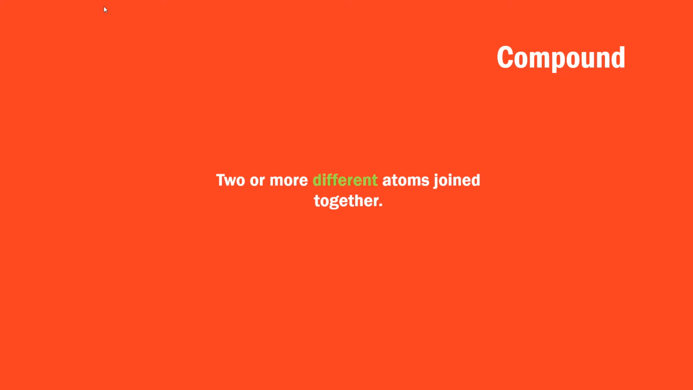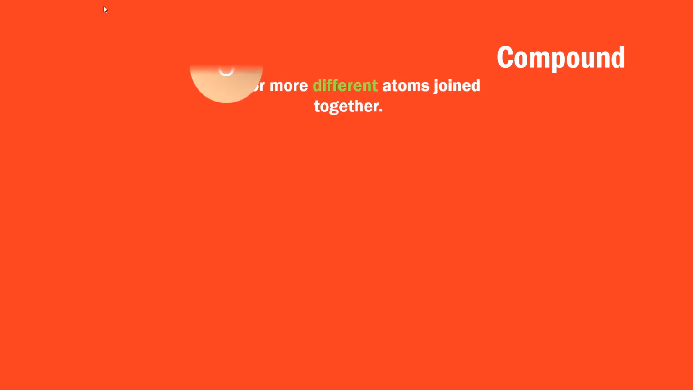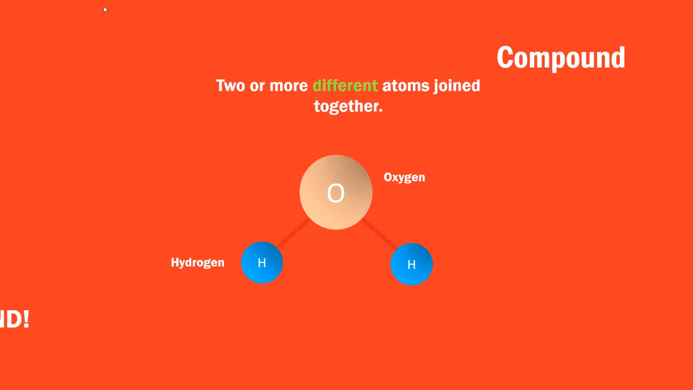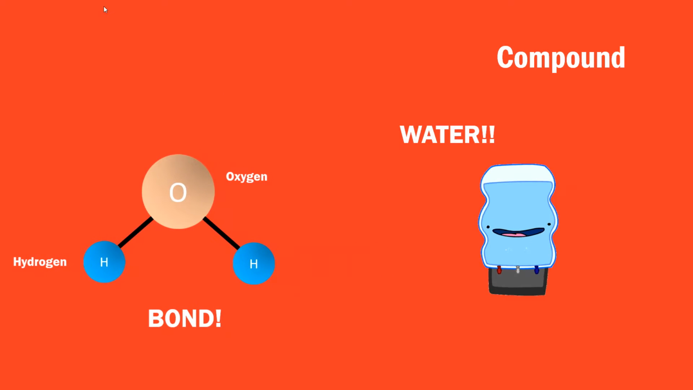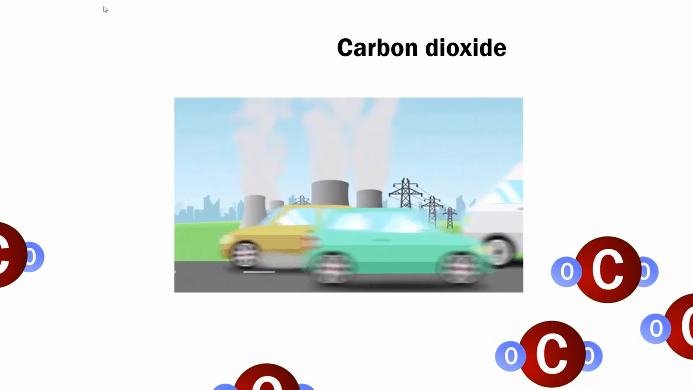A compound is where 2 or more different atoms are joined together. So if we have oxygen and hydrogen, they form a bond. And this is water. And another compound you'll be familiar with is carbon dioxide.